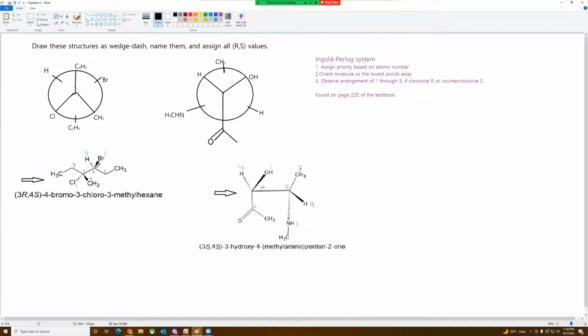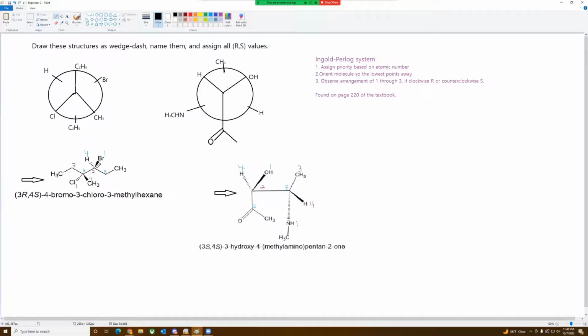This one's a little bit easier because it's pointing towards us and it already has the lowest one pointing away, so to speak. But you go, this one has a carbon with 2 H's and this one has a CH3 and a chlorine. So this one is going to get the higher priority here. Now, if you point this up towards us, this can be a little different as well.